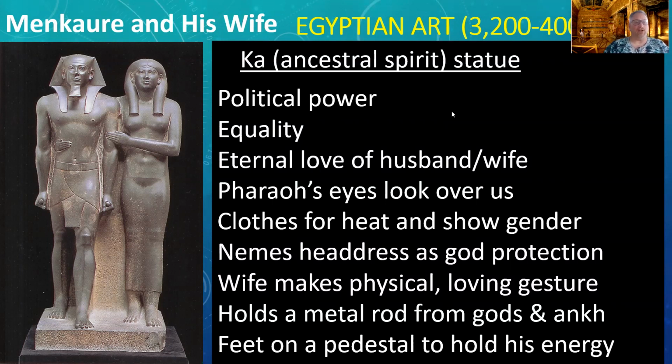His pharaoh's eyes, as we mentioned, look over us and past us, so he's looking at everyone. His clothes are for heat, and they show the gender. We actually start to see the breast. The Nemes headdress, N-E-M-E-S, the cobra headdress, is for god protection.